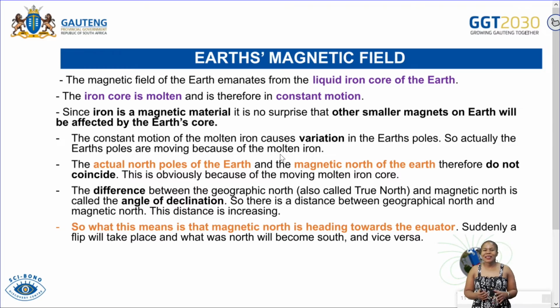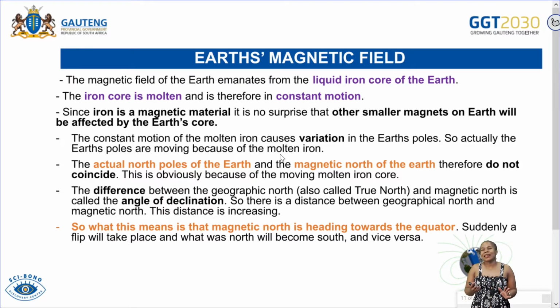Now, not only are there different types of magnets, like your horseshoe, U-shaped magnet, like your bar magnet. Also, the Earth itself is considered to be magnetic. Why is that? Or why does it have its own magnetic field? Okay, let's explore that part.